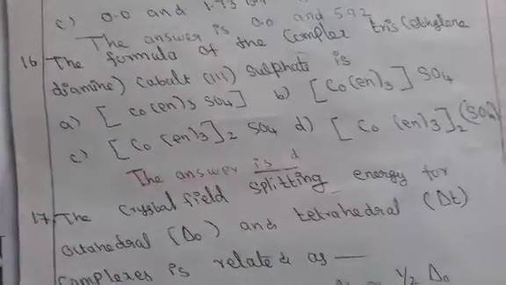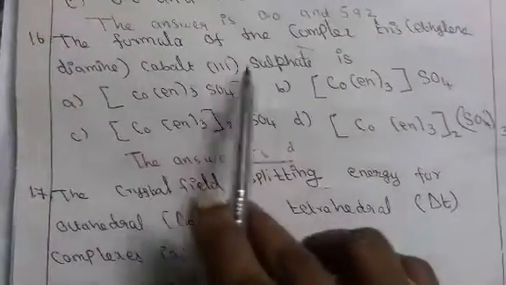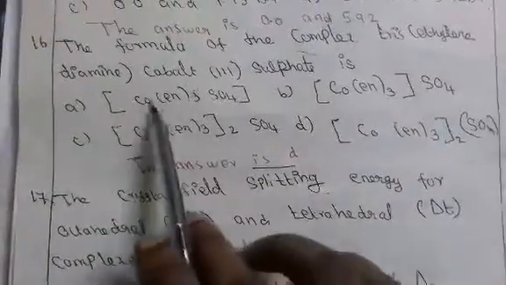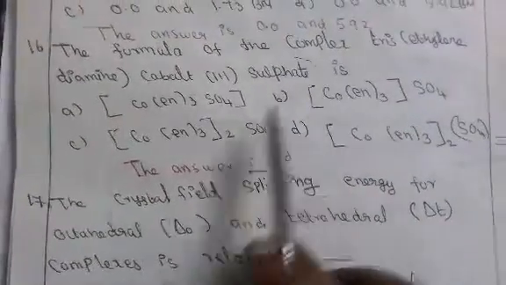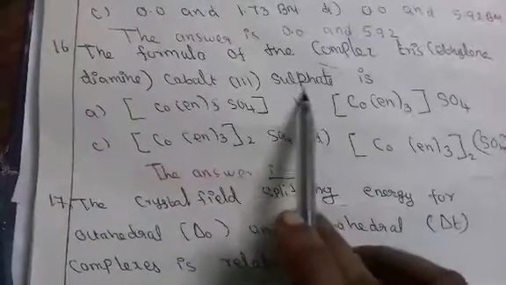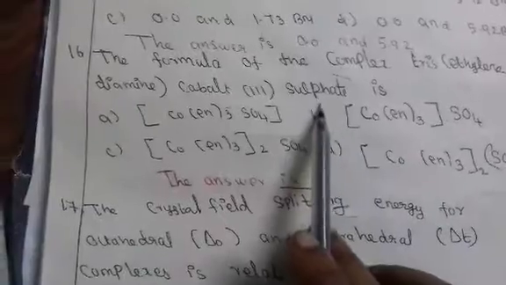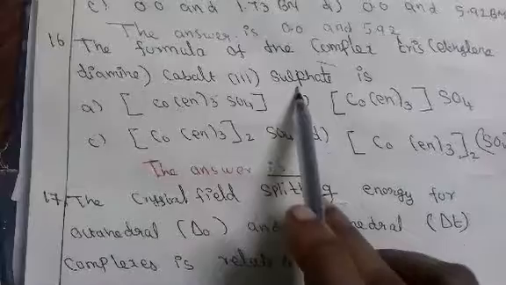Okay. Next one is the 16th one. The formula of the complex tris-ethylenediamine cobalt(III) sulfate is. You have to find out, first, in this complex, the charge of the cobalt ion. Before that, it is ending with sulfate, so the cationic complex is present first. So these are anions. Okay.